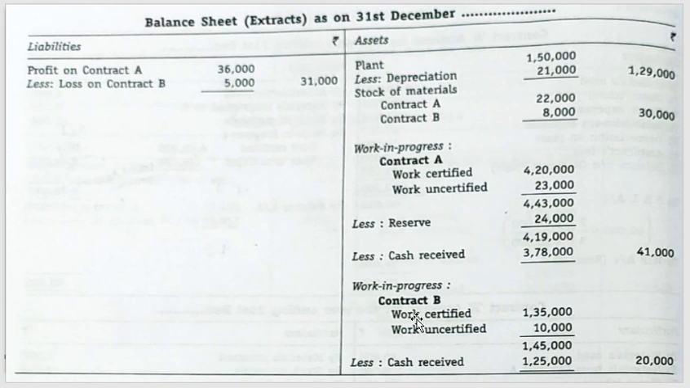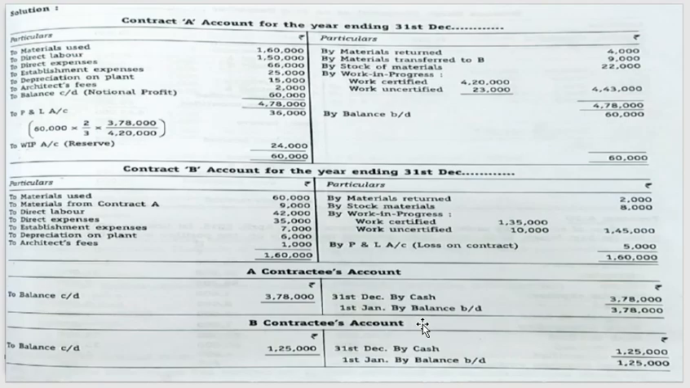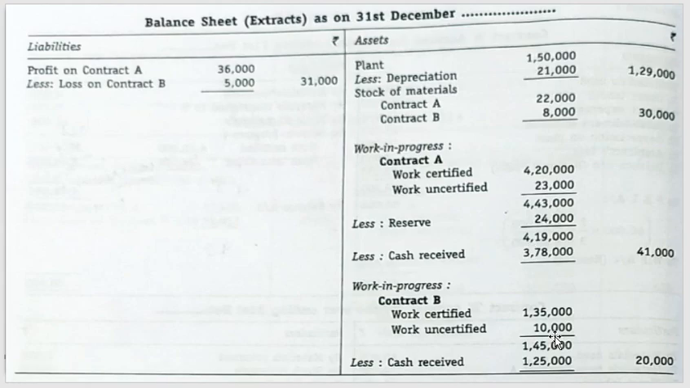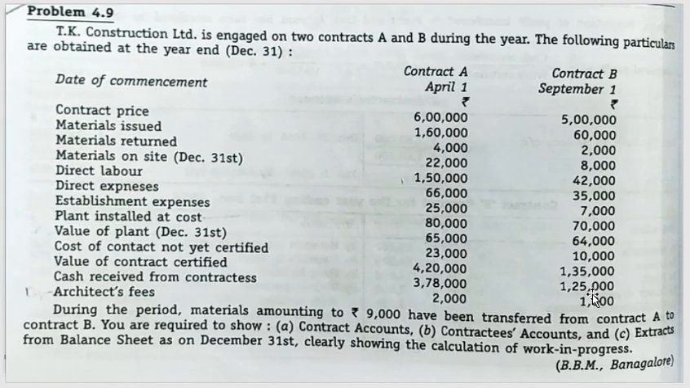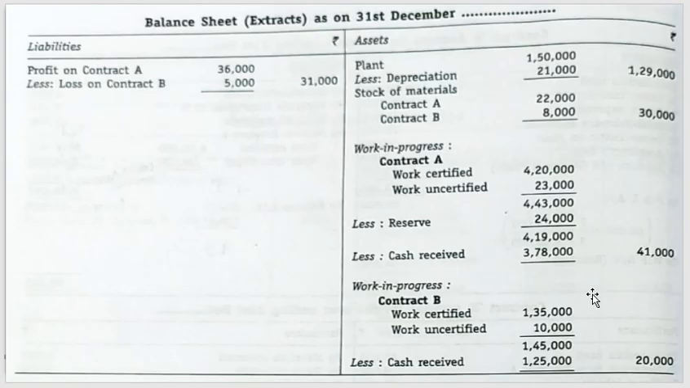Now contract B, work certified and uncertified, which is mentioned in the question, 1,35,000 plus 10,000, which is 1,45,000. With this we will minus the amount which has been transferred to reserve. As there is a loss, nothing has been transferred, but we have cash which has been received for this contract. The cash received for this contract is 1,25,000. So we will minus 1,25,000 from 1,45,000, which will give you 20,000.